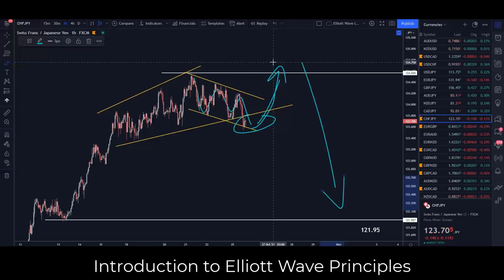Okay, there's no alignment between two time frames, right? So I might choose to omit that trade. Okay, so this is the part where you definitely need a little bit of practice to reach or come to this conclusion.